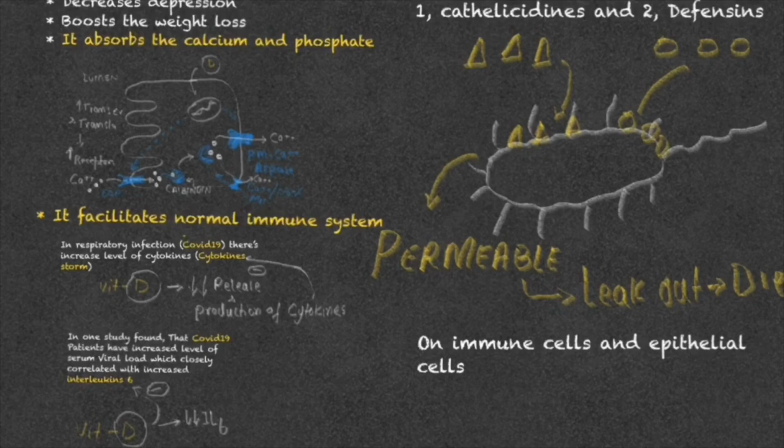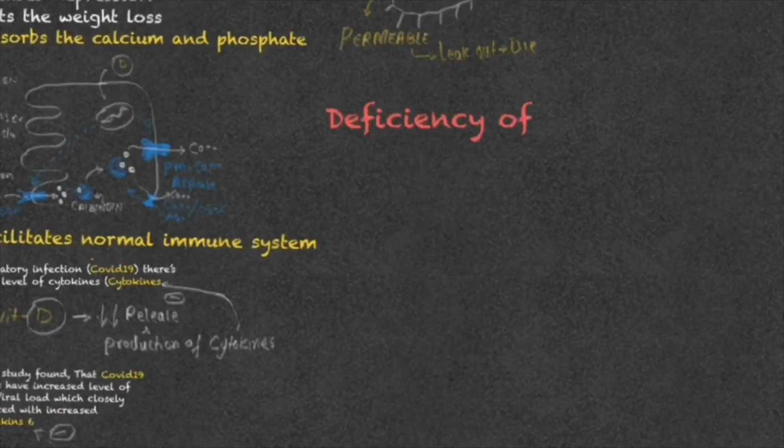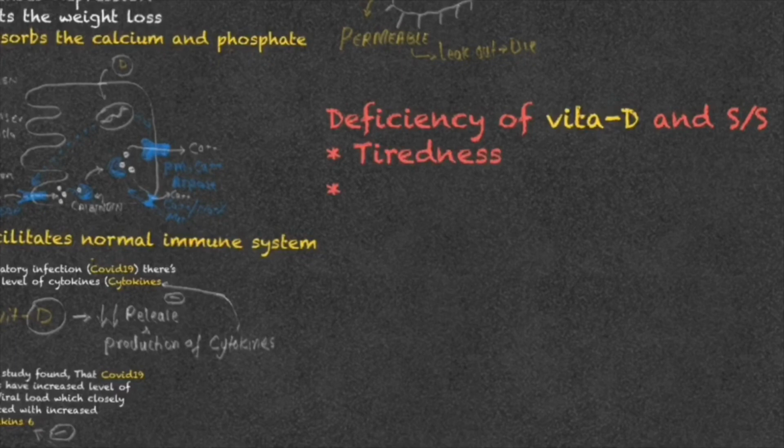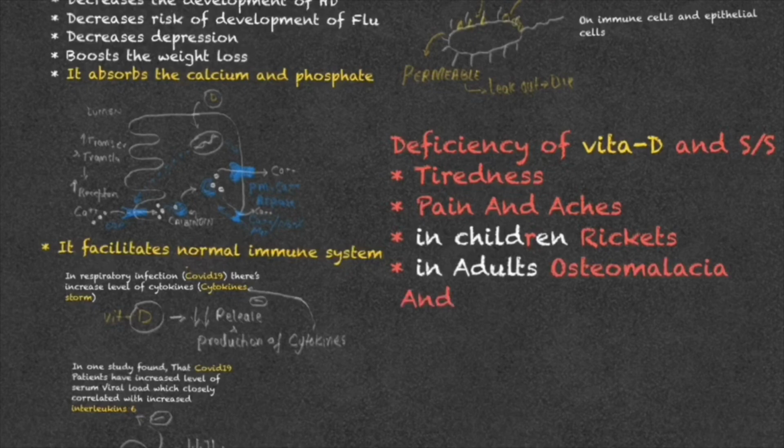Now, what happens if you have a deficiency of vitamin D? The signs and symptoms of vitamin D deficiency are tiredness, pain, and aches in the body. In children, it causes rickets, and in adults, it causes osteomalacia, which is bone pain and muscle weakness, and hypocalcemia, tetany. This is all about vitamin D.